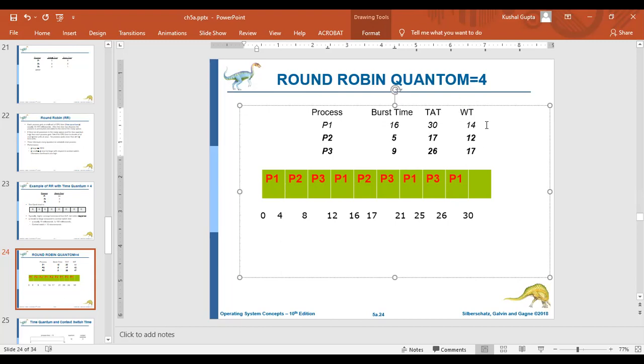In this way, all the processes are having similar kinds of waiting times, whether it has lesser execution time or a greater amount of execution time. All the processes are nearly having the same kind of waiting times.